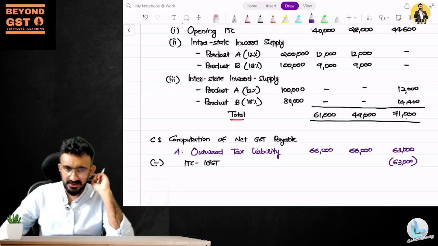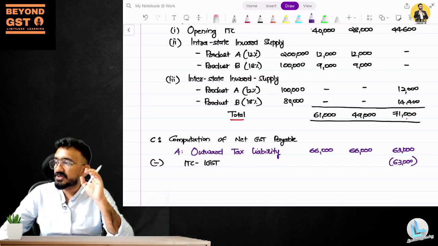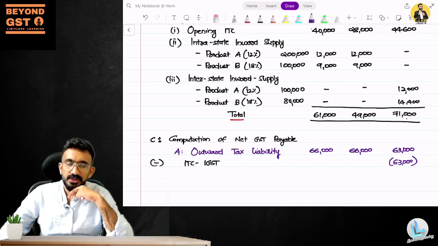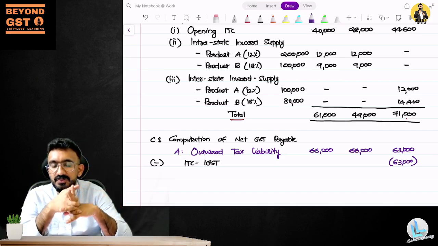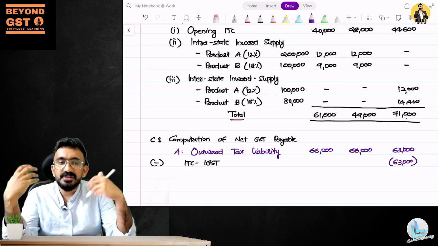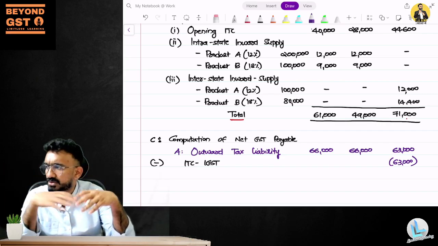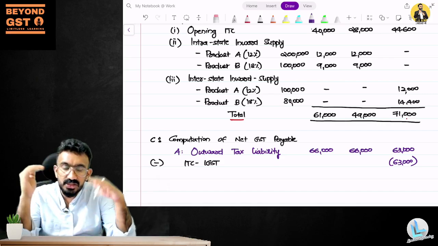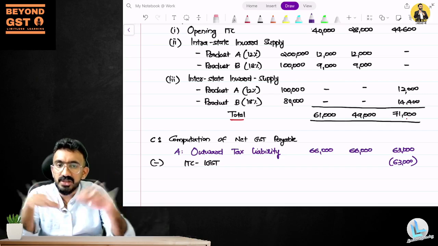I have 8,000 extra credit. Now how do I set off? What does the question say about the extra credit? What is the provision we discussed about utilization of extra credit? After setting off IGST, if you have IGST credit, can I move to CGST now? No, you cannot move to CGST now, because before you go to any other credit, you have to ensure that your IGST credit is fully set off.